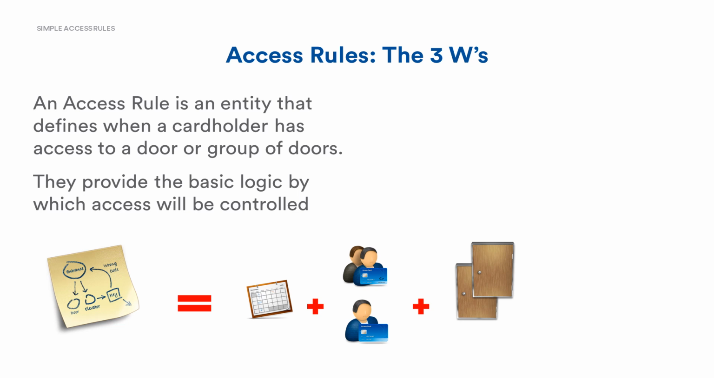Prior to creating the access rule, and we're going to have a video on how to create the access rule, we first need to define some schedules. That's the first W, the when. Then we create the who, the cardholders. So when can a specific cardholder or group of cardholders access a door or a group of doors? Once we have the three W's, the when, the who, and the where, we can go and create the access rule. So let's take a look at that.